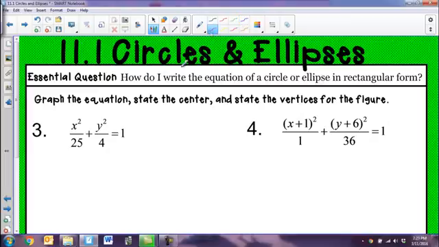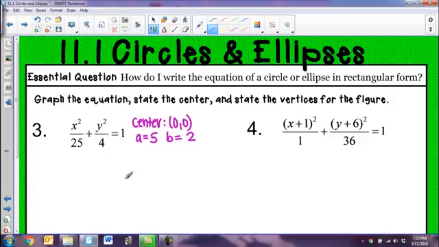So whenever I do these, my first step, of course, is to find the center. And this one's nice. There's nothing by the x or the y, so it's just 0, 0. The next thing I'm going to do is label my a. So if a squared down here is 25, a must be 5. I'm going to label my b again. B squared is 4, so b must be 2.